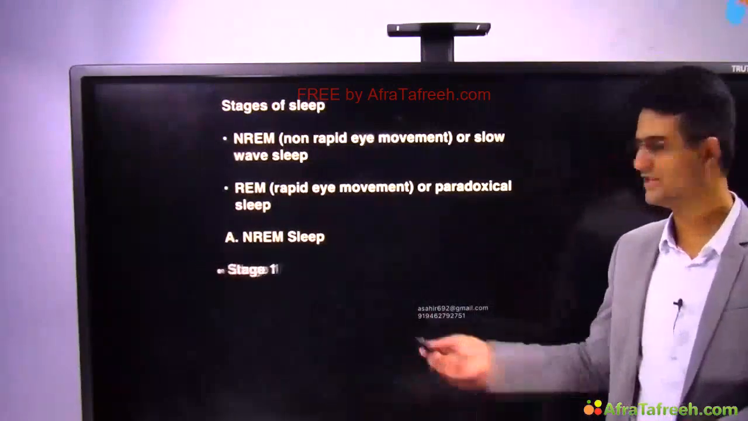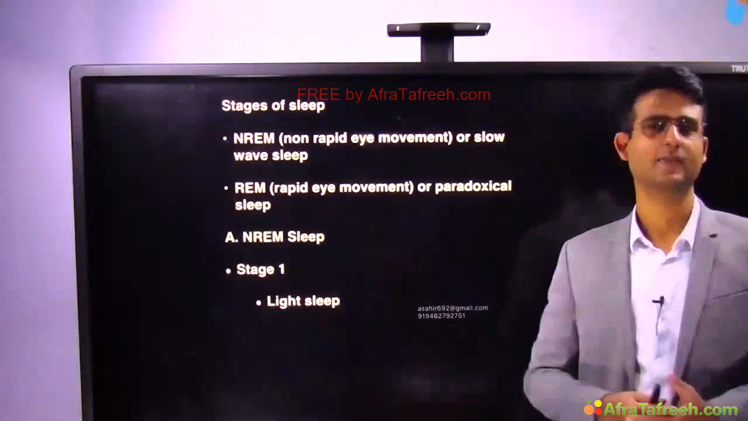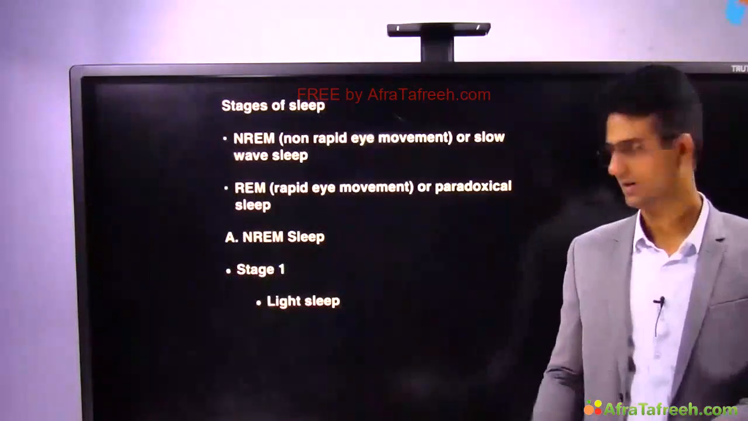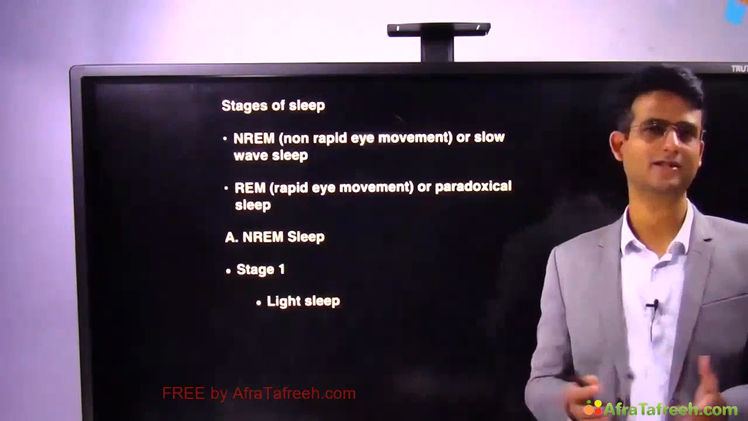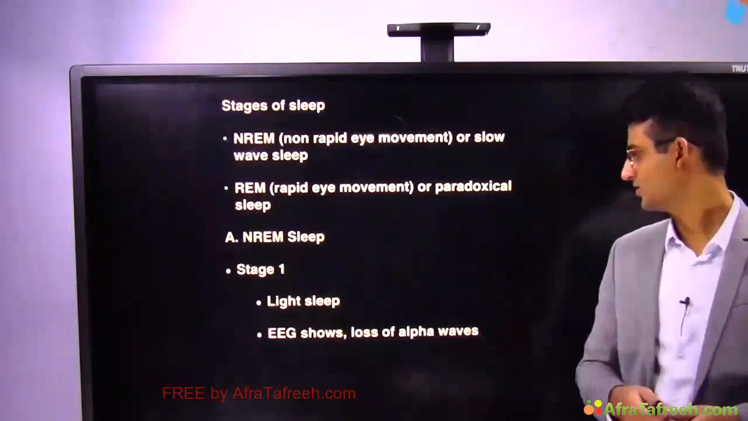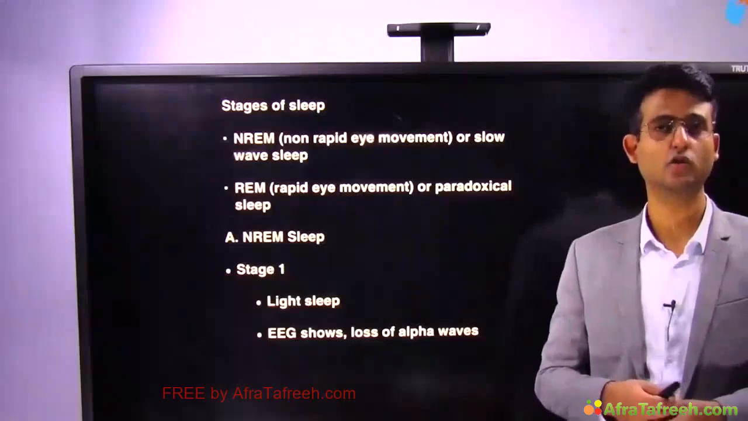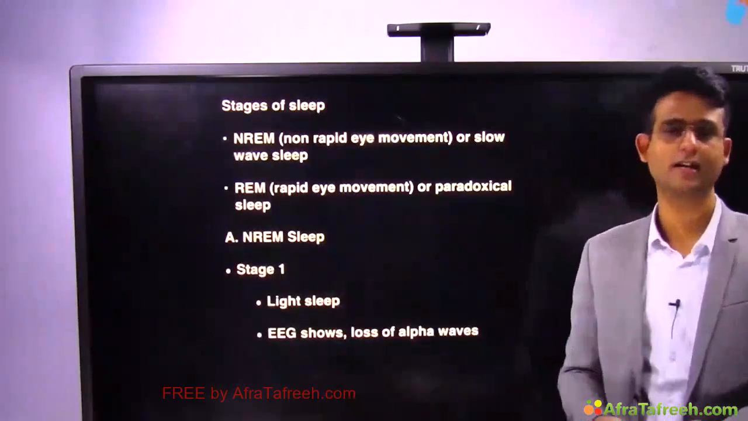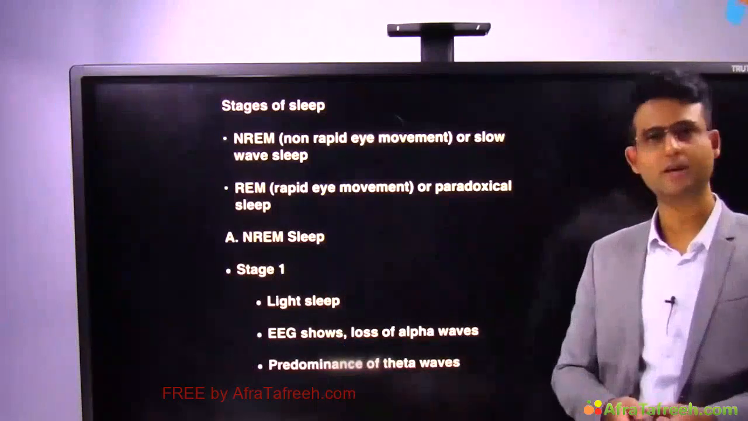So the first one is stage 1 and it is a light sleep. Why light sleep? It is easy to awaken a person when he is in stage 1 NREM sleep. As I said, the EEG starts showing loss of alpha waves. When your eyes were closed but you were still awake, there were alpha waves. When you go into stage 1, those are lost. And the theta waves become predominant.